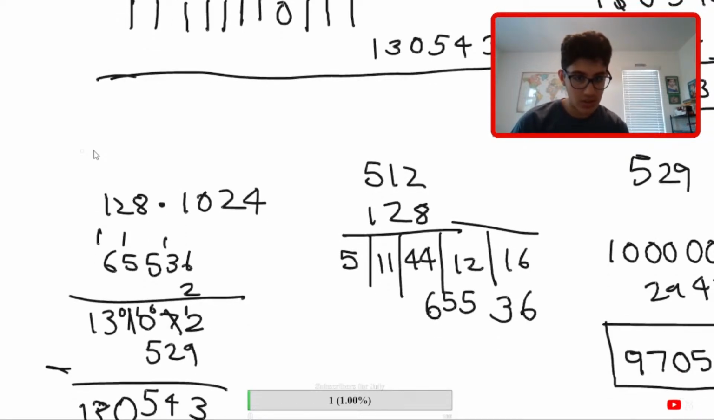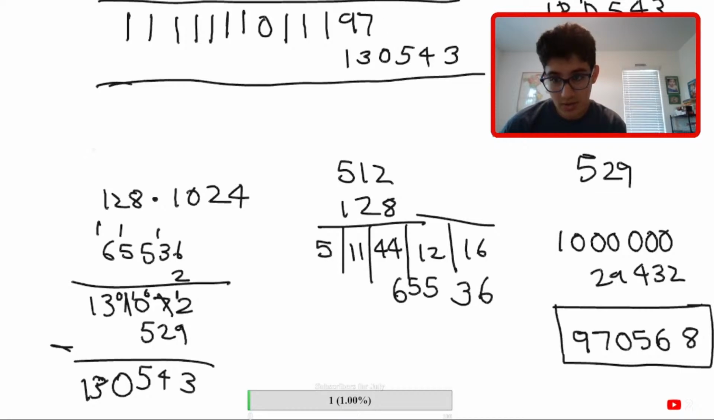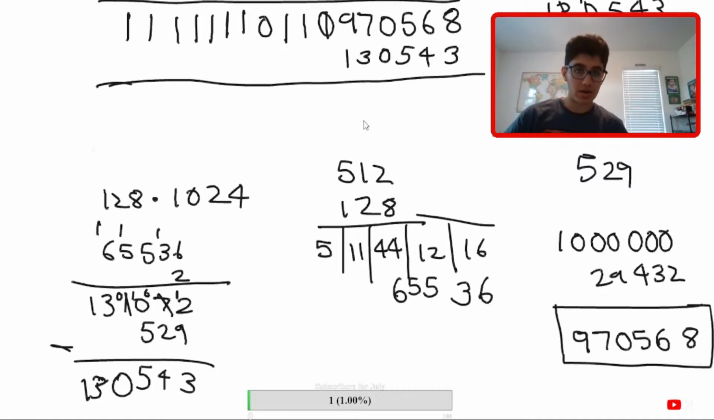Oh wait, I just realized you can't even see my whole screen. So let me just zoom out there for you. Hopefully you can see it now. And I'm also covering some of the work, but ignore that. So this is 9 7 0 5 6 8, and then this one, remember, becomes a 0. So this is our final answer.